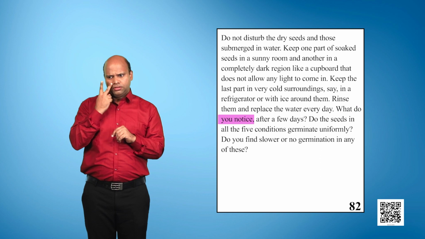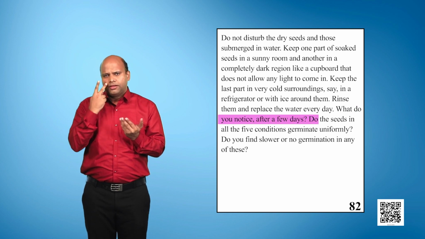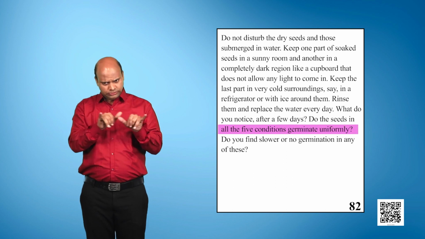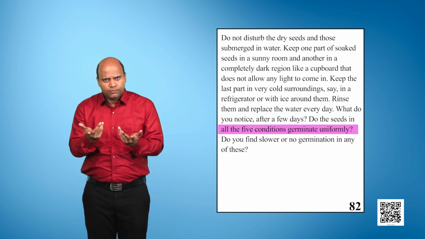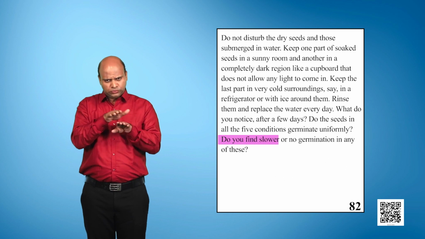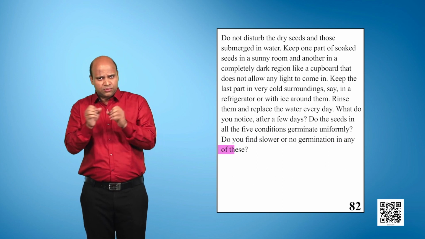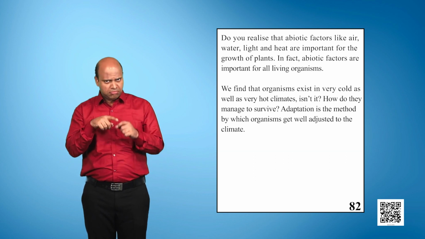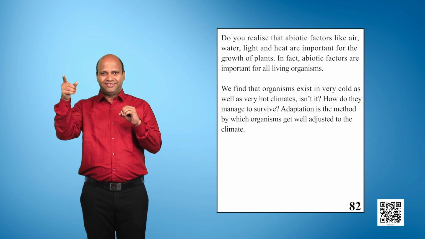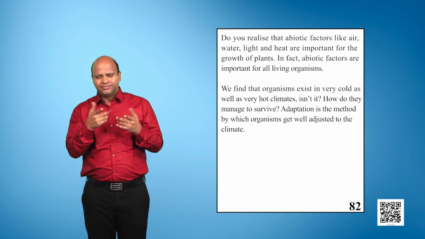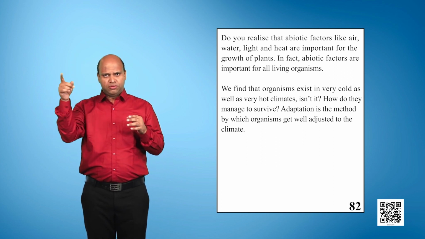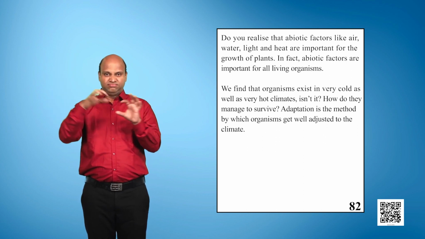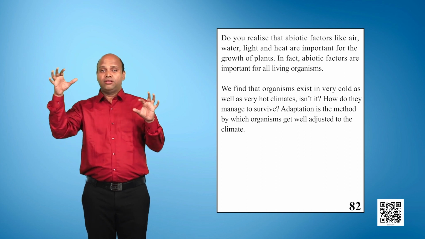What do you notice after a few days? Do the seeds in all the 5 conditions germinate uniformly? Do you find slower or no germination in any of these? Do you realize that abiotic factors like air, water, light, and heat are important for the growth of plants? In fact, abiotic factors are important for all living organisms.